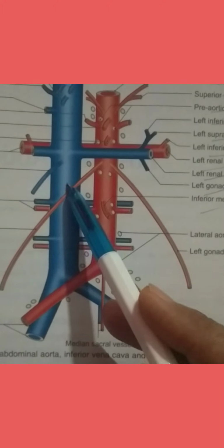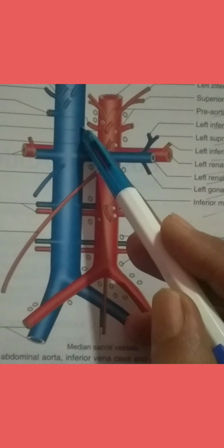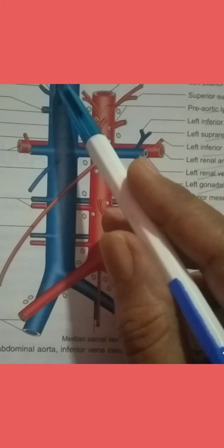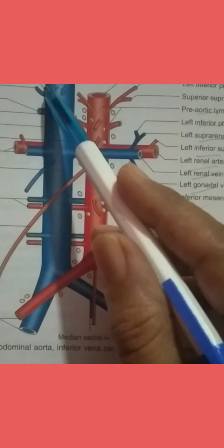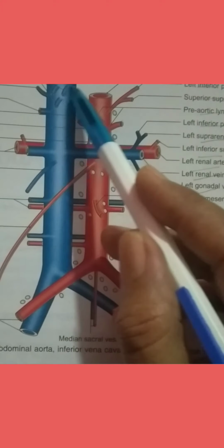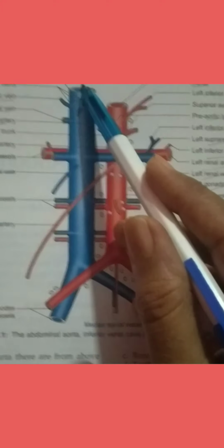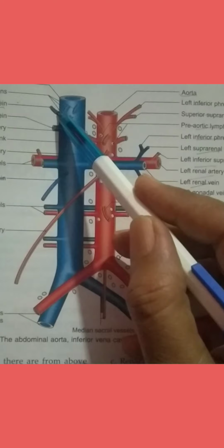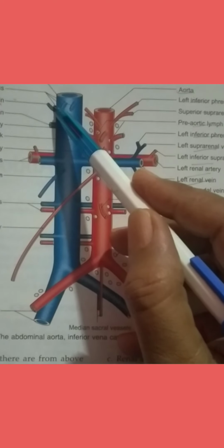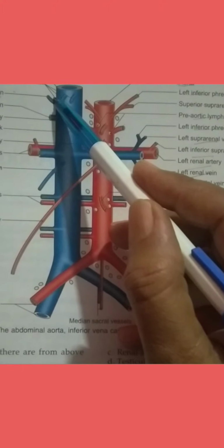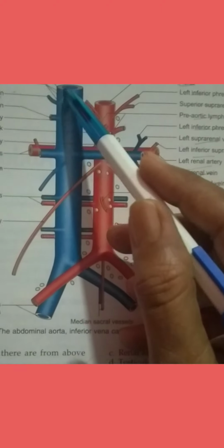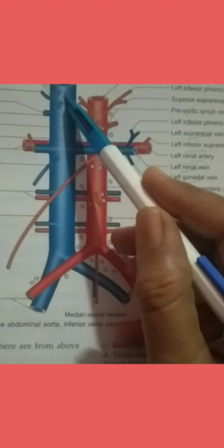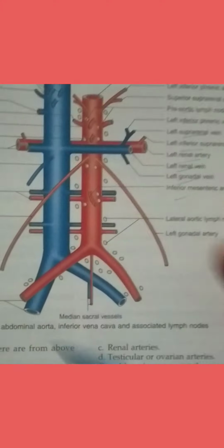Then it moves upwards on the posterior surface of the liver. Then it pierces the diaphragm at the level of T8 through the large opening of the diaphragm, that is the opening for the inferior vena cava. Then it ascends into the right atrium of the heart and opens into it, and drains the deoxygenated blood of the abdomen and lower limb into the right atrium of the heart.